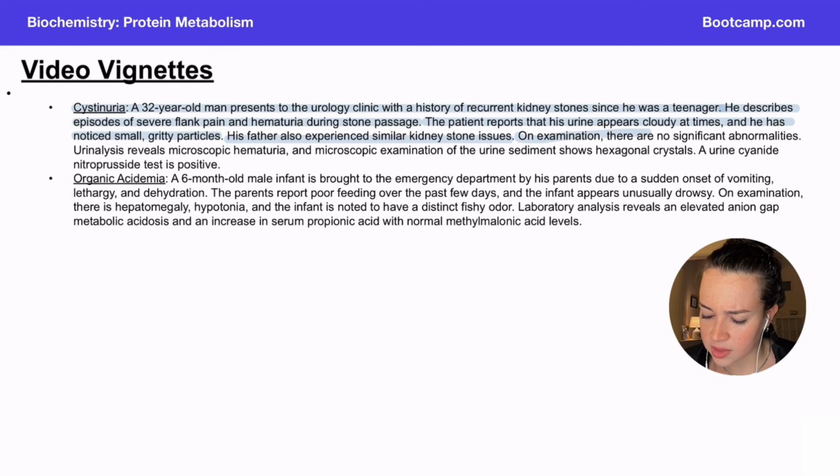On physical exam, nothing significant jumping out at you, but urinalysis is revealing microscopic hematuria, and a microscopic exam of the urine sediment is showing hexagonal crystals. Remember, that was our buzzword. And then we've got a urine cyanide nitroprusside test, which is going to be positive.